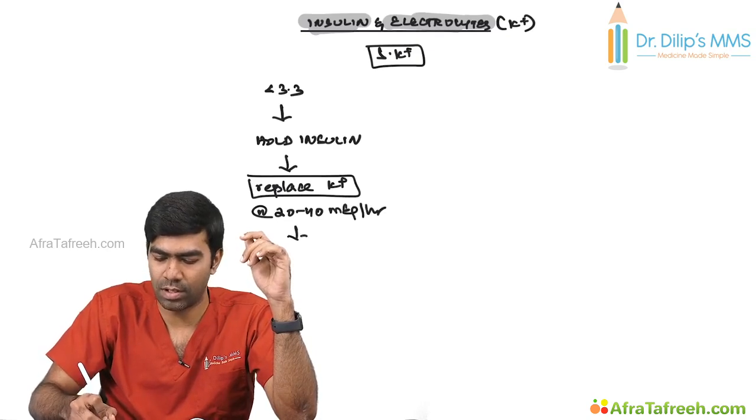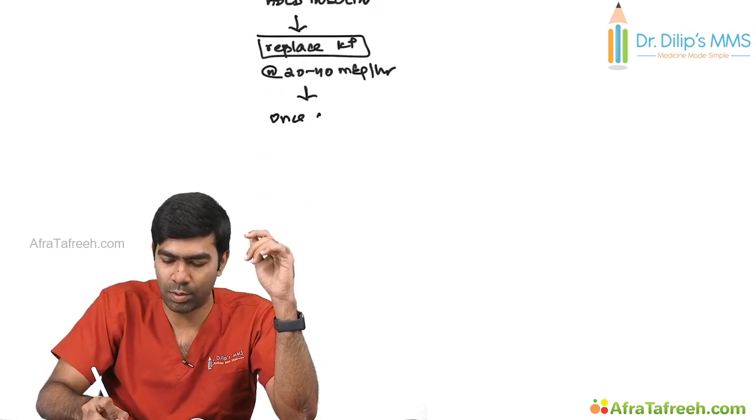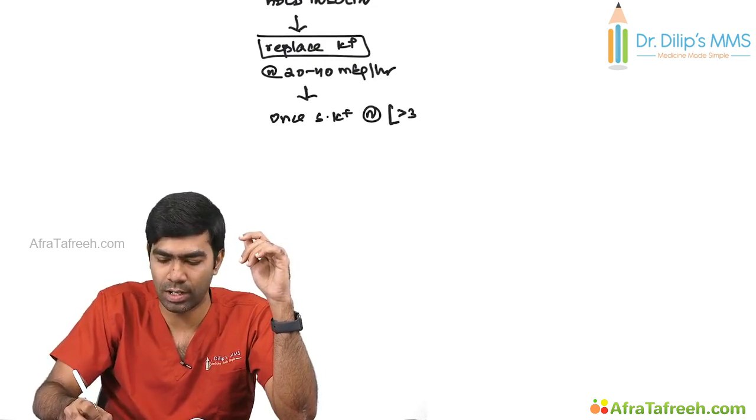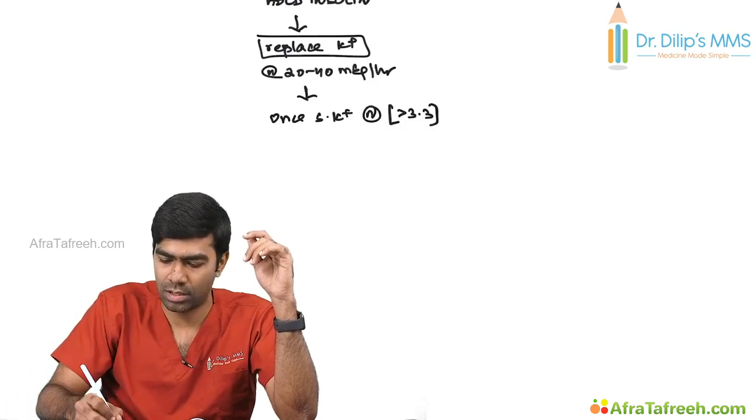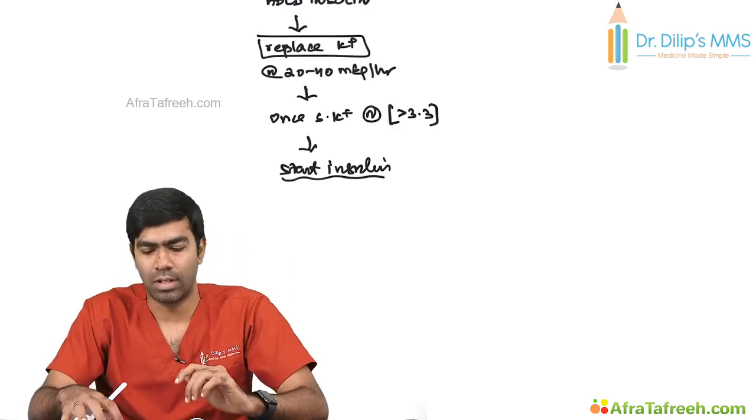40 milliequivalents per hour, and start insulin only if the serum potassium is normal. Once serum potassium has become normal, that is more than 3.2, then start insulin. Otherwise, don't do that. And obviously, you have to continue the potassium infusions as well.